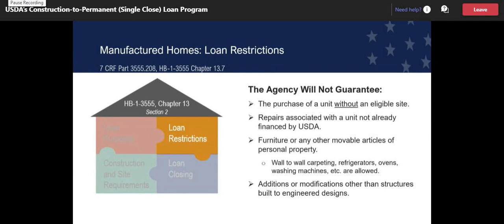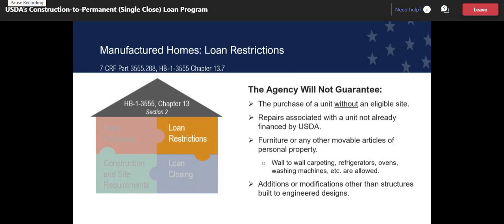So rural development will not guarantee loans used to finance the following: the purchase of a unit without an eligible site, repairs that are not associated with a unit already financed by USDA. Again, this is all manufactured homes. Furniture or any other movable articles of personal property.